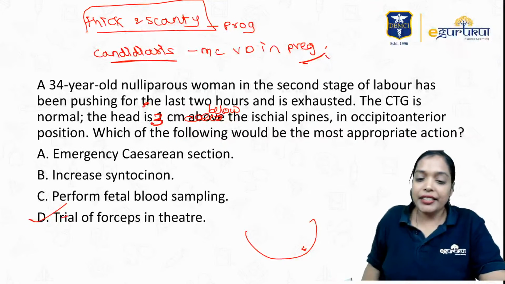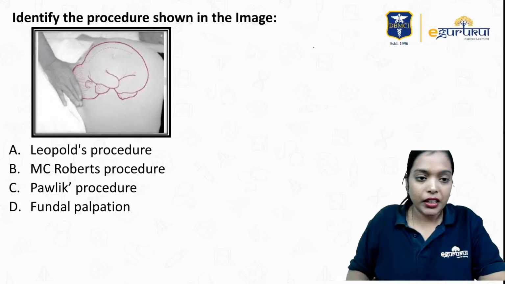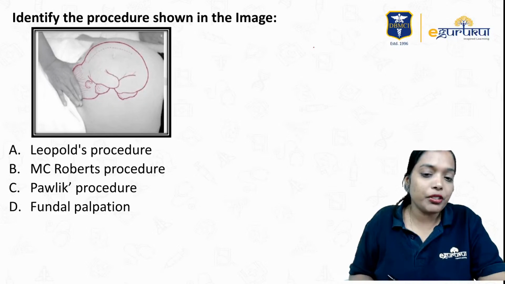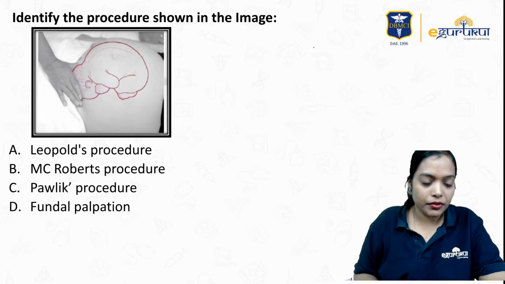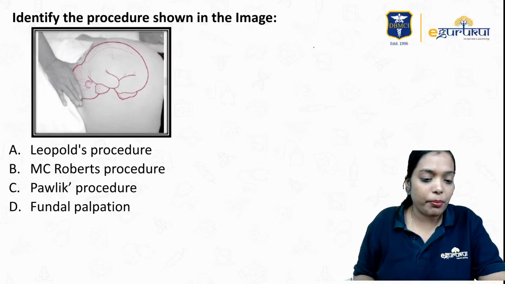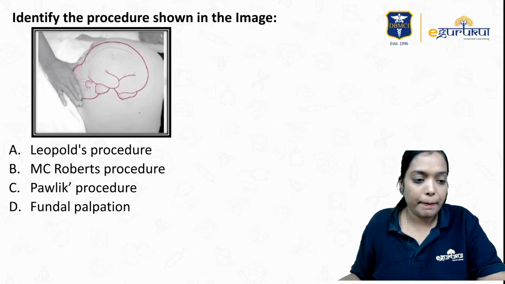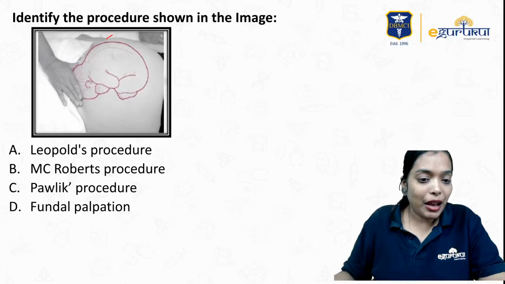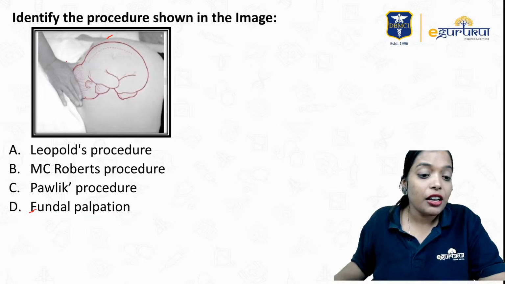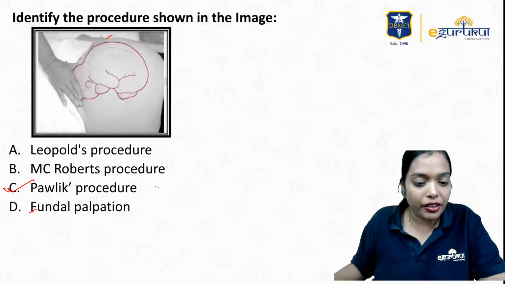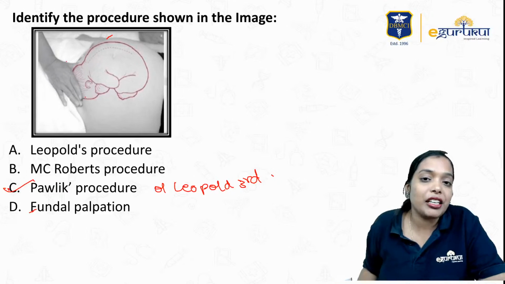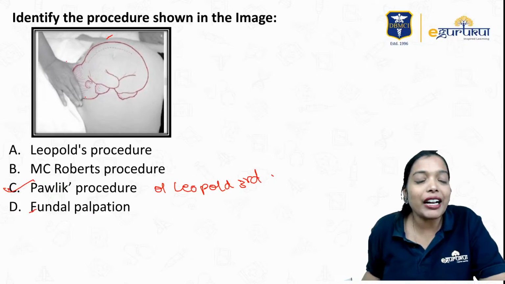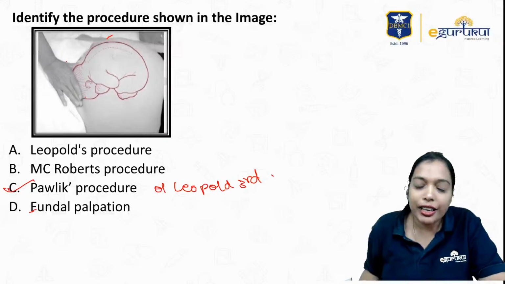So any other queries, guys? Yeah, this last question. Identify the procedure shown in the image. Leopold's, Mac Roberts, Pollock's, fundal palpation. So thumb on one side, 4 fingers on other side. This is the Pollock's grip or Leopold third maneuver. Many times asked as an MCQ. So this will tell whether the presenting part is engaged or not engaged. If the head is ballotable, it is not engaged. If the presenting part is not ballotable, then it is engaged. Right?